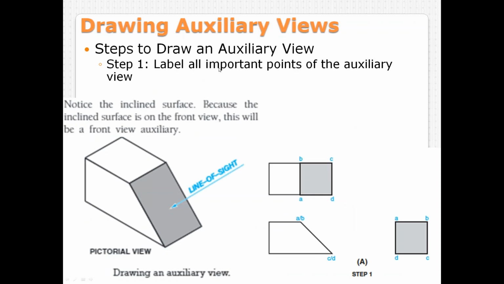Drawing an auxiliary view, we're going to go through the steps of how to draw the auxiliary view. Step 1, we're going to label all the important points of the auxiliary view. So we would label all the points A, B, C, D, and this point here is A, B, C, D. And on the side view, you do the same thing. You label them A, B, C, D.